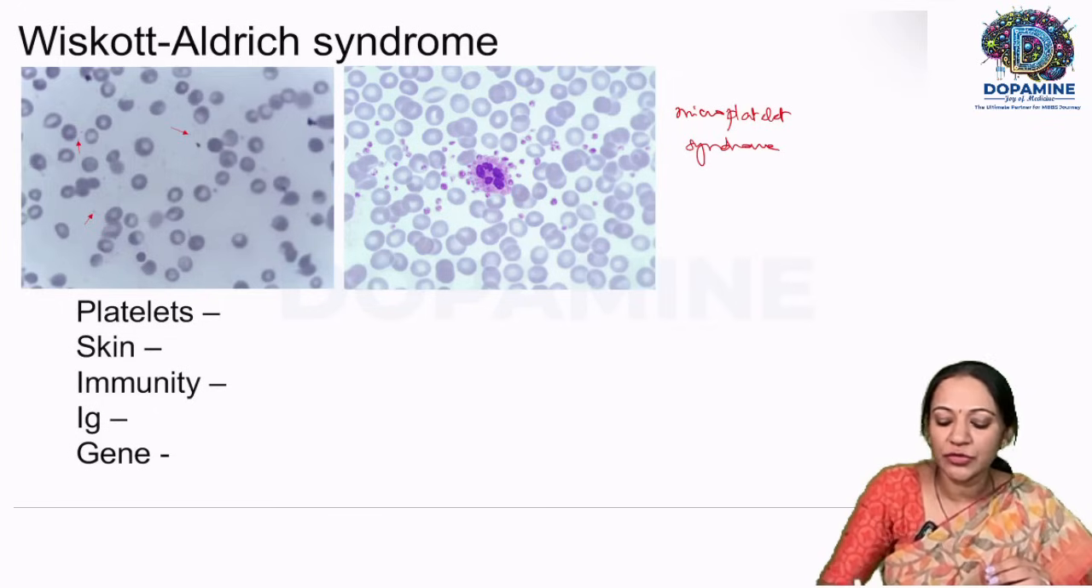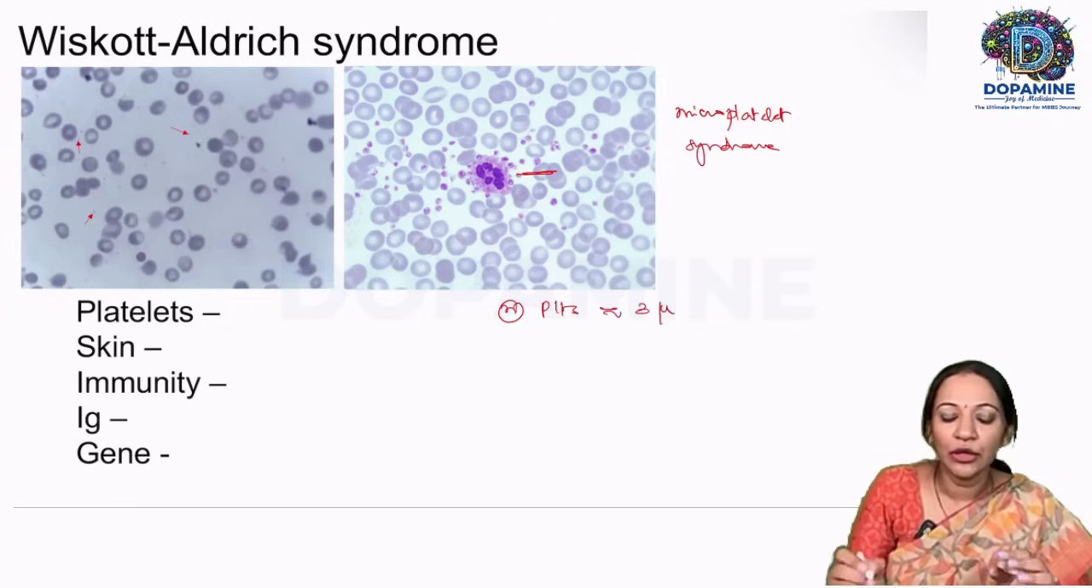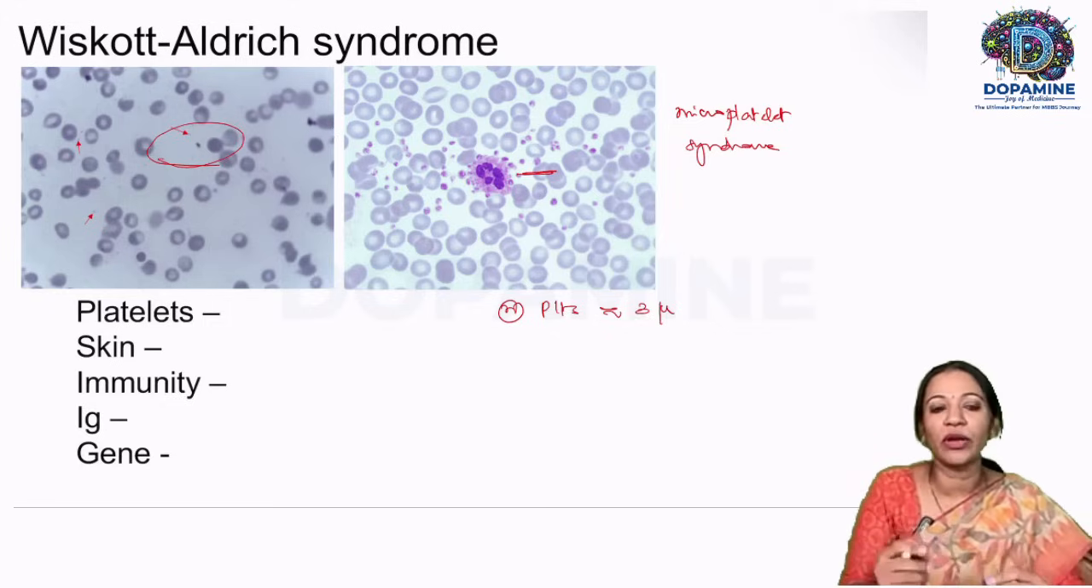As you can see in this picture, these are the normal platelets. The size of a normal platelet is around 3 microns, whereas people with Wiskott-Aldrich syndrome will have very tiny platelets, only around 1 micron.